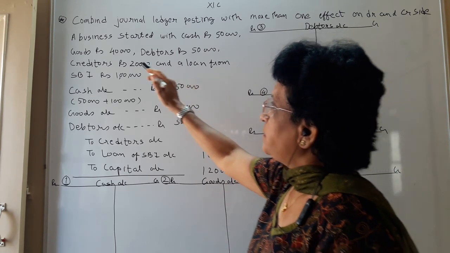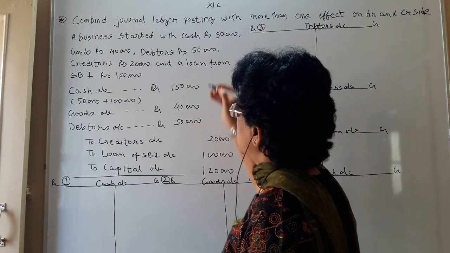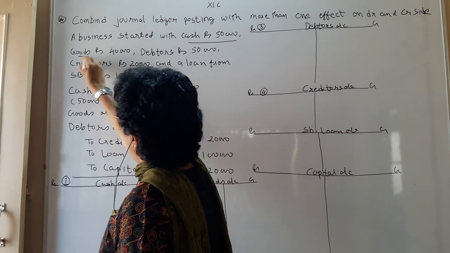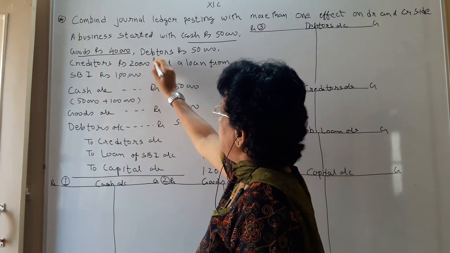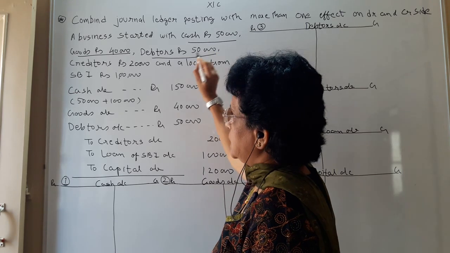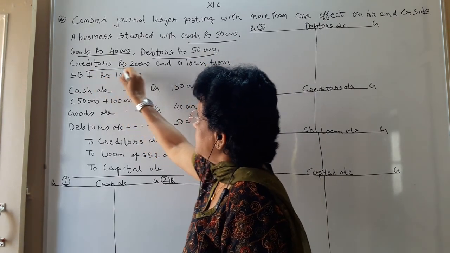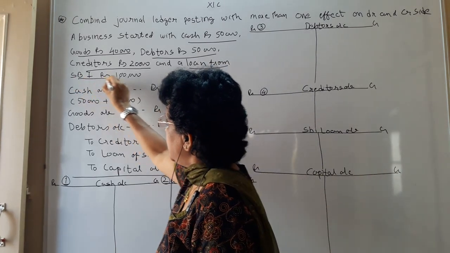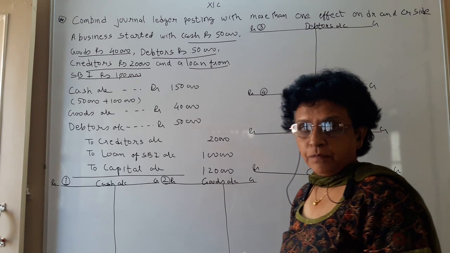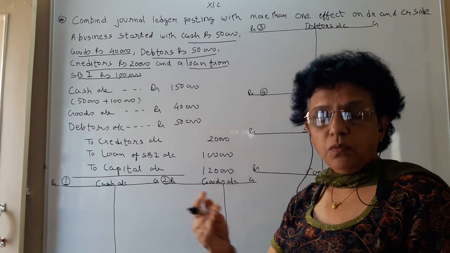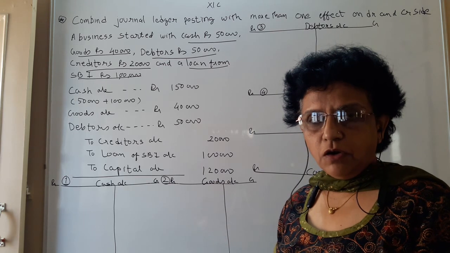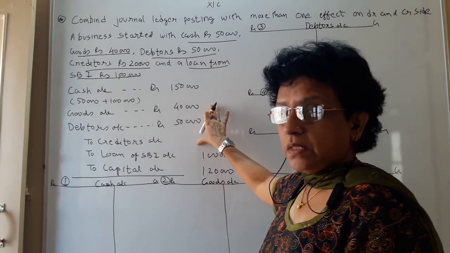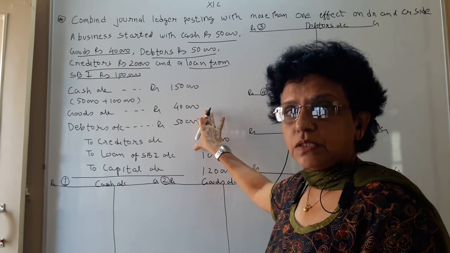The transaction is that the business started with cash of rupees 50,000, goods of rupees 40,000, debtors of rupees 50,000, creditors of rupees 20,000, and a loan also taken from SBI of rupees 1 lakh. This is the opening journal entry, which is very common; every businessman starts a business this way. So you must know how to do the ledger posting of such a journal.